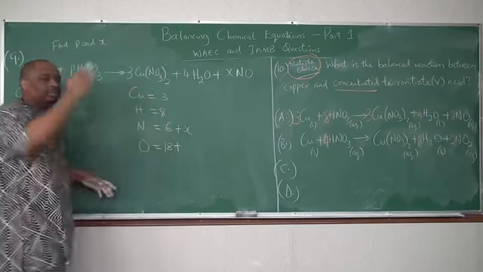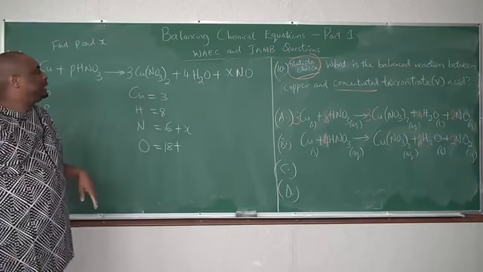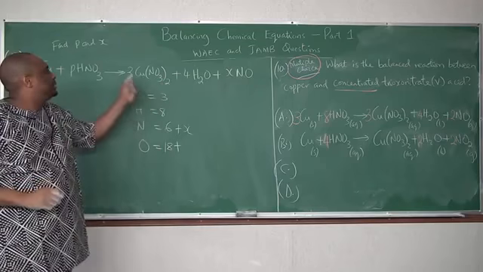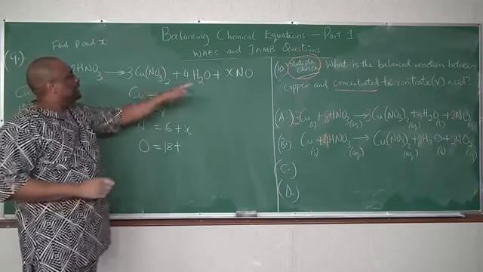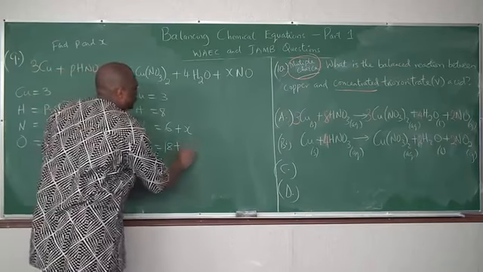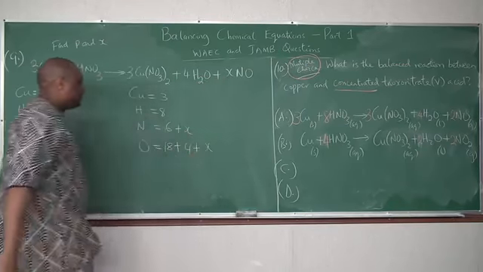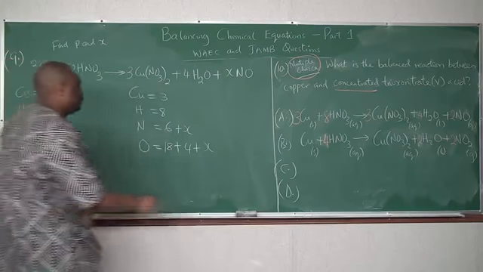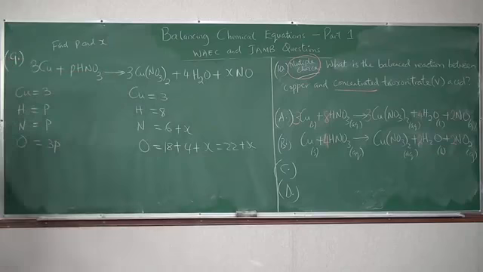Okay. Because this is O3, 3 times 2 is 6, times 3, 18. Plus, oxygen here is 1 times 4, 4. Plus, 1 times X, X. So this is 22 plus X. Okay, so we can solve this now.